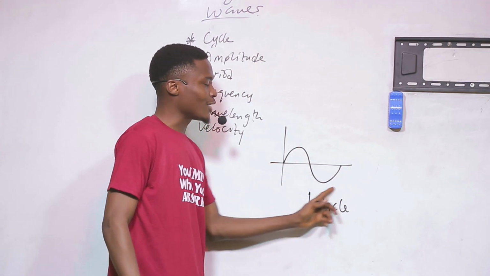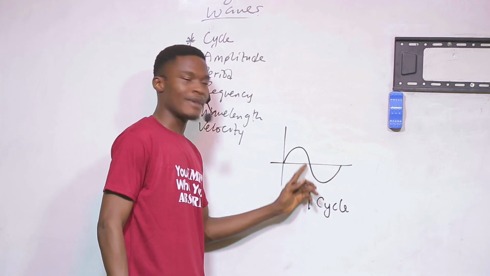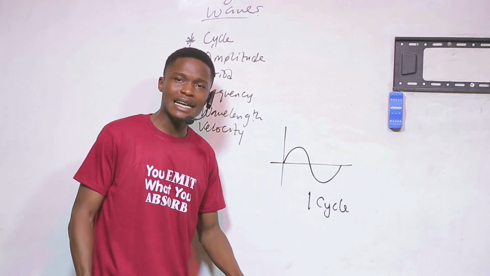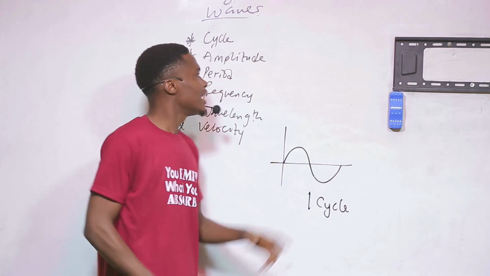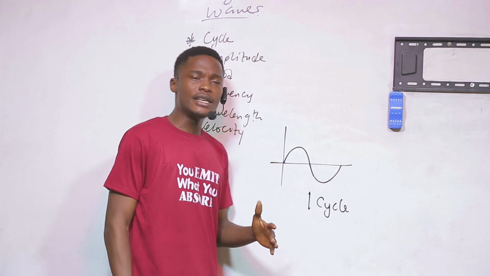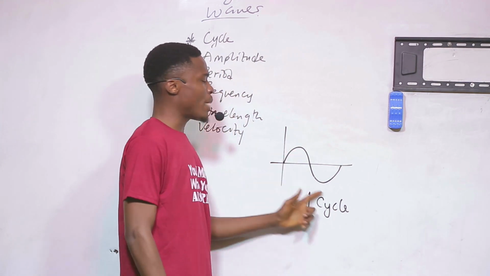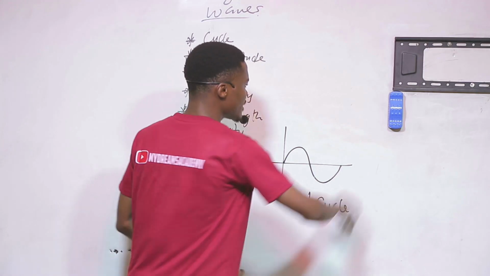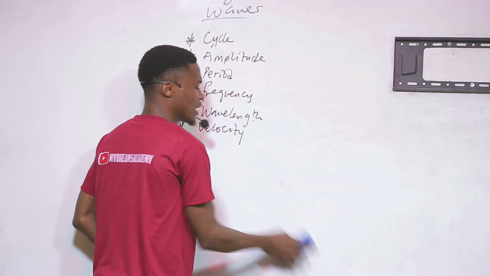One up movement and one down movement. That is what a cycle is. But if you want to define it technically, you can say that a cycle of a wave is the complete up and down movement of the wave.